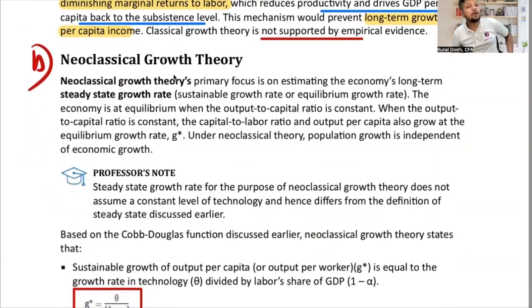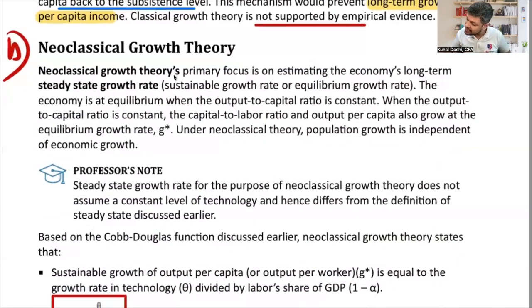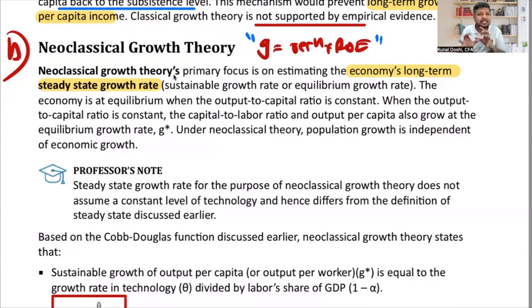Now, therefore, we will talk about the neoclassical growth, and there's a big comparison between neoclassical and the next theory, the endogenous one. Neoclassical's primary focus is on estimating the economy's long-term steady state of growth. Remember, in equity, we learned the sustainable growth rate. That sustainable growth rate, just to remind you of the formula, is retention ratio times ROE, correct? That sustainable growth rate is what this particular theory talks about: the growth rate which can be consistent in the future.